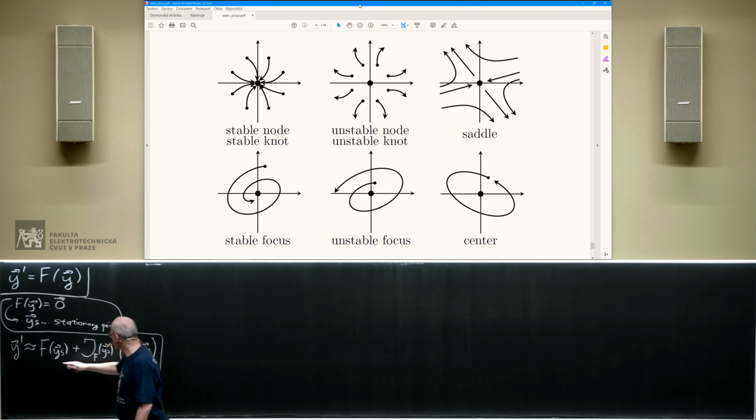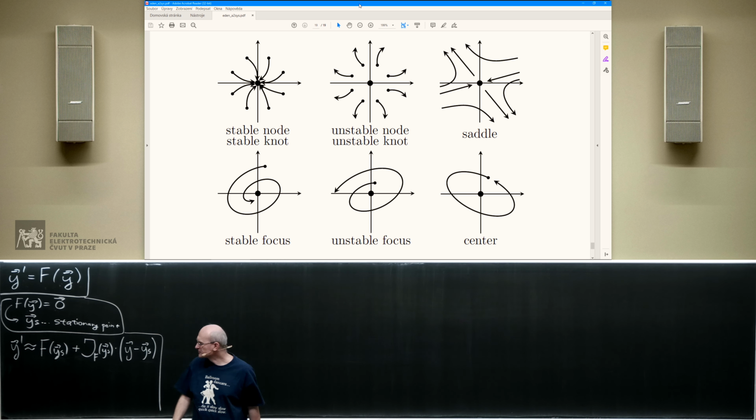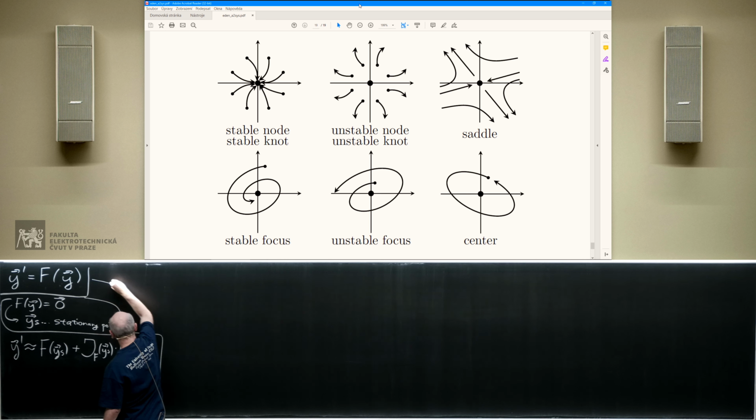This new system is called linearization of the original system. And that's a very important notion. Let me put it here. When we go from here to here, this is called linearization.